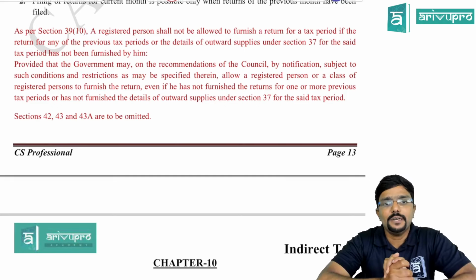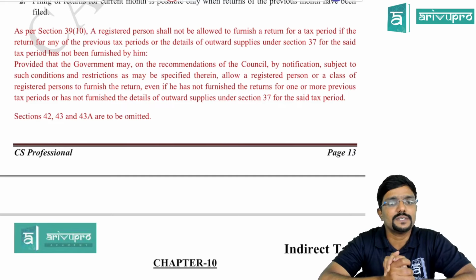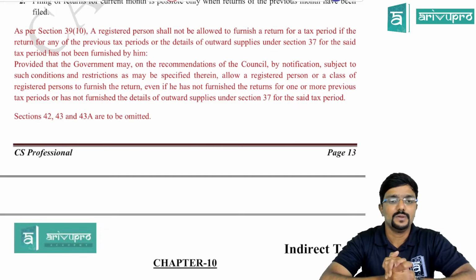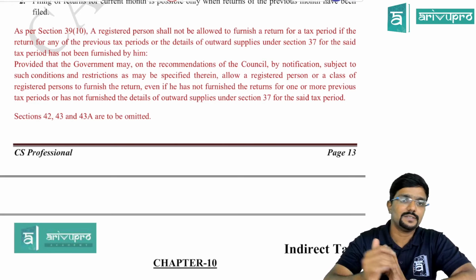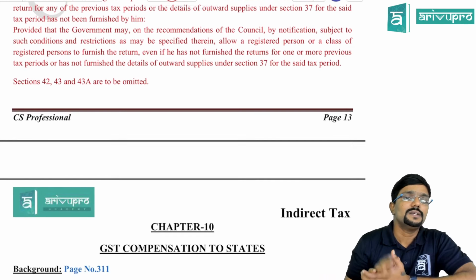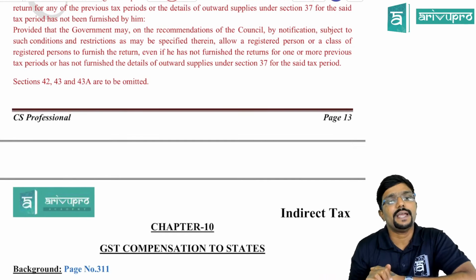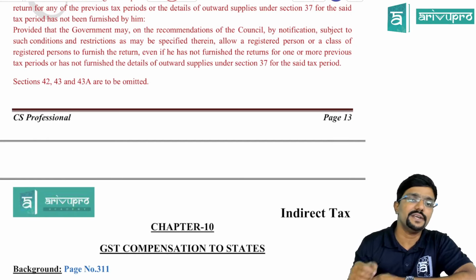Provided that government may, on the recommendation of the council by notification subject to such conditions and restrictions as may be specified therein, allow a registered person or class of registered person to furnish the return even if he has not furnished the returns for one or more previous tax periods or has not furnished the details of outward supply under section 37 for the said tax period. So then also these are the other thing. Section 42, 43 and 43A have been omitted completely, guys. From CGST Act, they have completely omitted these three sections.